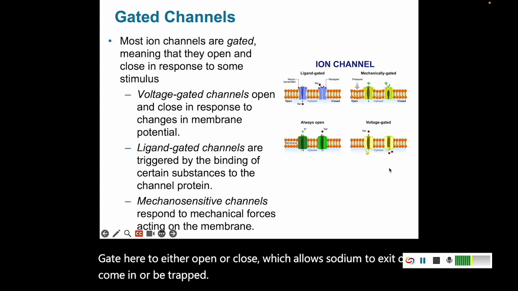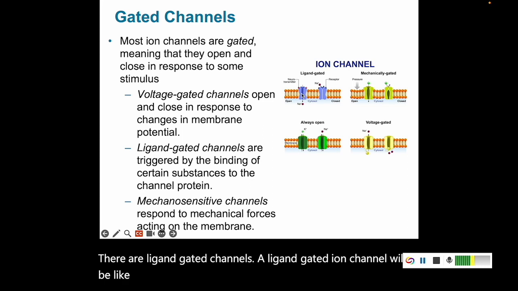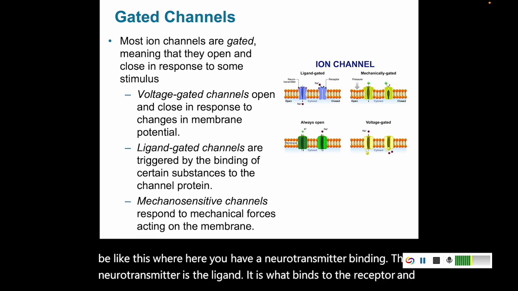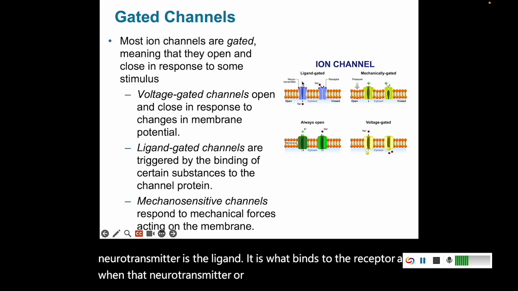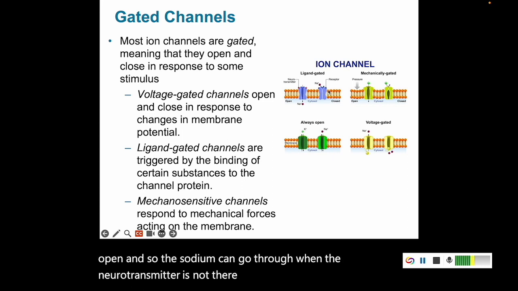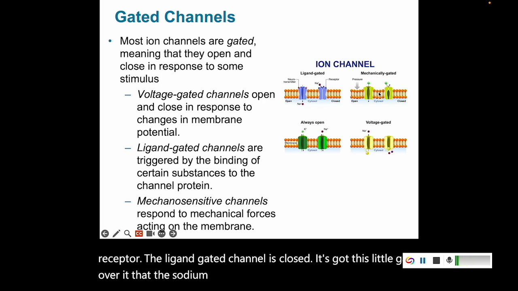There are ligand-gated channels. A ligand-gated ion channel will be like this, where here you have a neurotransmitter binding. That neurotransmitter is the ligand. It is what binds to the receptor. And when that neurotransmitter or ligand is bound, the receptor is open, and so the sodium can go through. When the neurotransmitter is not there, here there's no little spots on that receptor, the ligand-gated channel is closed. It's got this little gate over it that the sodium can't go through.